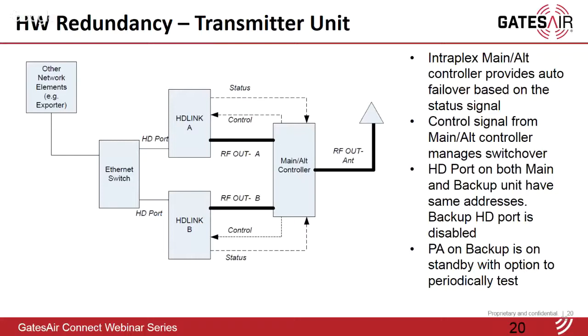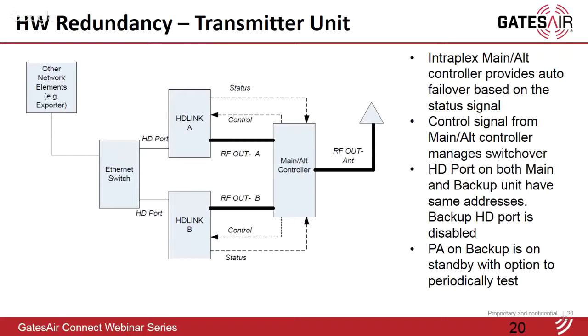So we want the operation to be seamless after a failover. In other words, the network elements such as your exporters and other devices should continue to send to the right HT link. As a result, those HT port addresses are the same on both the main and the backup. And because those IP addresses are the same, the HT port on the backup is kept in a disabled state until it becomes active. Also, the PA on the backup can be kept in standby to conserve power until the failover occurs. You can also set it up for a periodic self-test.